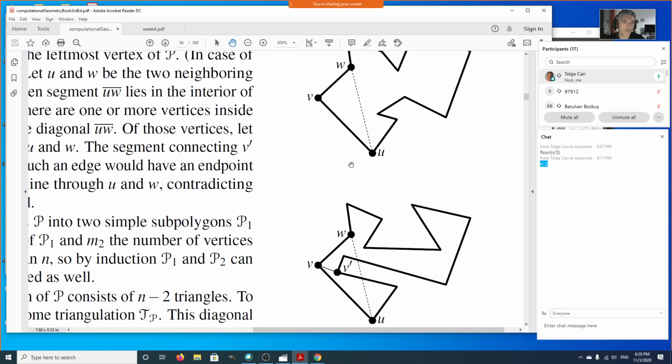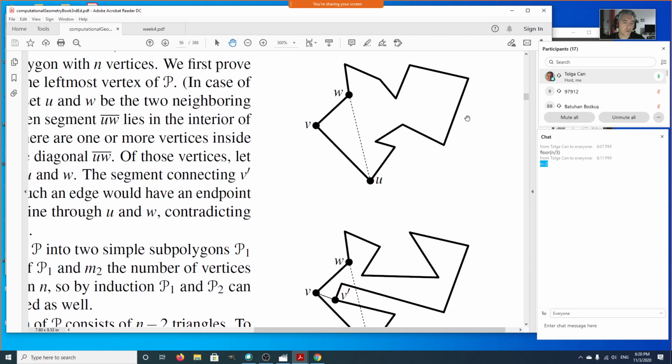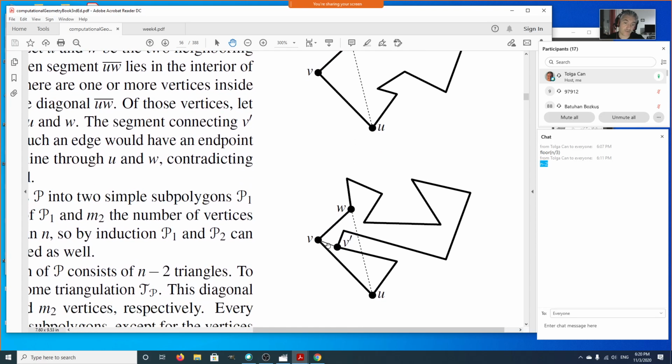Drawing a diagonal splits the polygon into 2 parts. Not necessarily triangles, for example, if you draw this V prime diagonal, one of the polygons is a quadrilateral, a polygon with 4 vertices, 1, 2, 3, 4. The other is 1, 2, 3, 4, 5, 6, 7, 8, 9, 10, 11, 12, a 12-gon. And this one is a quadrilateral with 4 vertices.